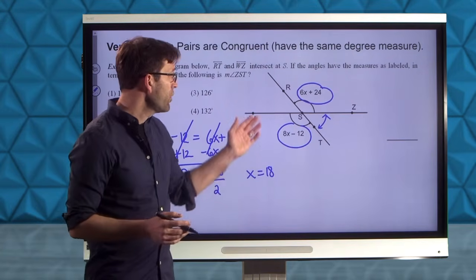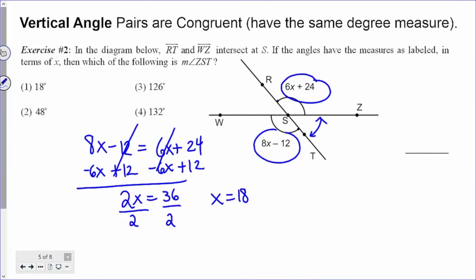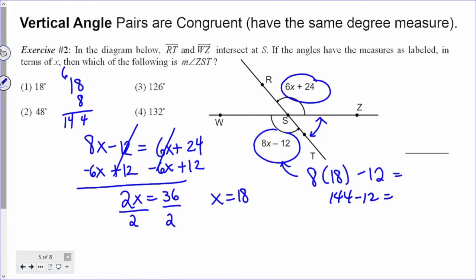Now, that's not one of the ones marked, but what we can certainly do is take this particular angle, 8x minus 12, and substitute the 18 in. Of course, we might have to use our calculators to do that. I'm going to do it longhand. 8 times 18, 8 times 8 is 64, 8 times 10 is 80, so we've got 144 minus 12, and that equals 132 degrees.